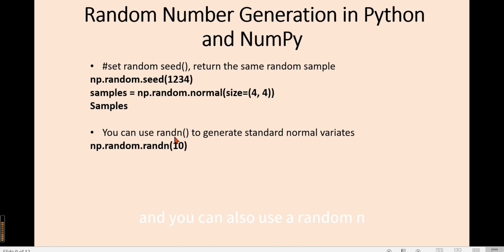And you can also use randn to generate standard normal values. So np.random.randn. And similarly, we can also set a seed in NumPy. So you can set np.random.seed(1234), for example. Then we can generate a standard normal two-dimensional array. And next time if we set random seed 1234, then the created random number array will be the same.